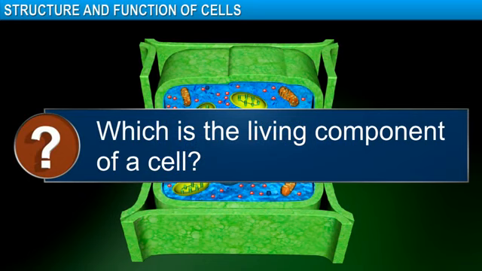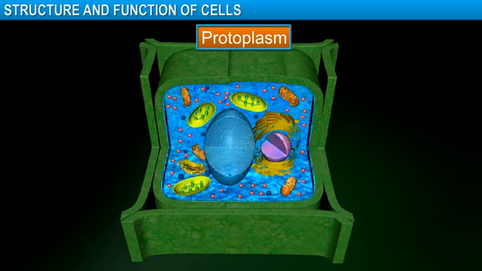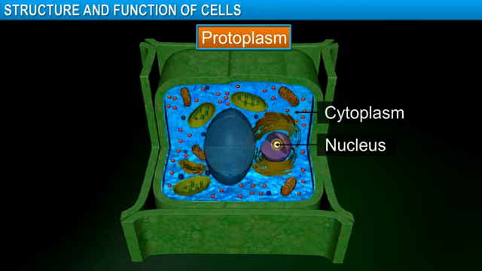Which is the living component of a cell? Protoplasm refers to the entire living content of a cell, which includes the cytoplasm and the nucleus.